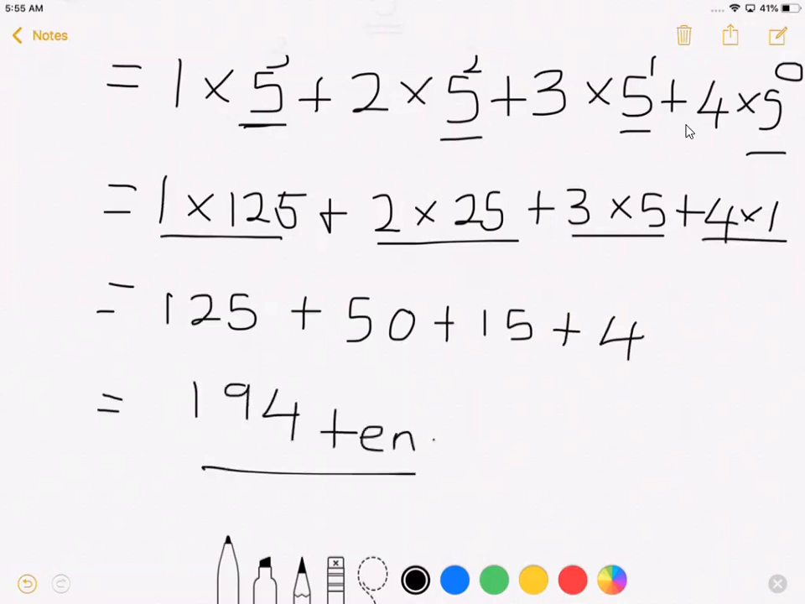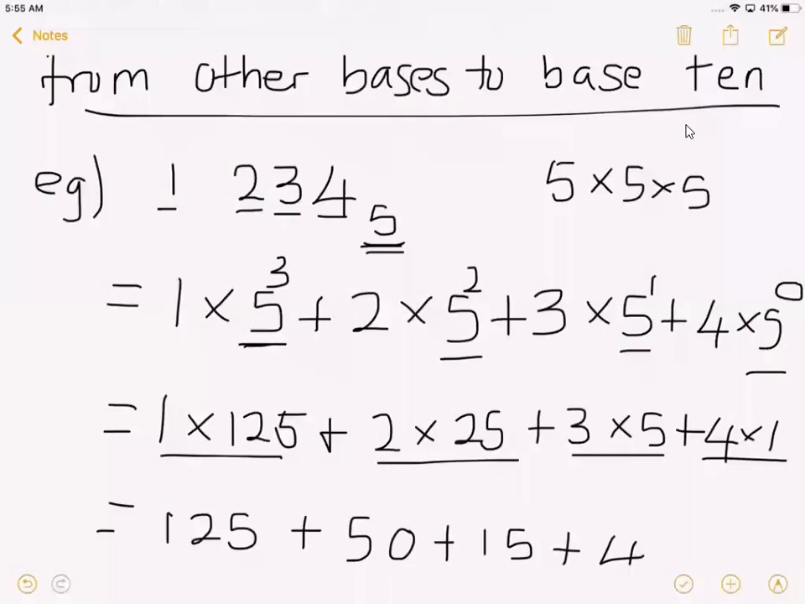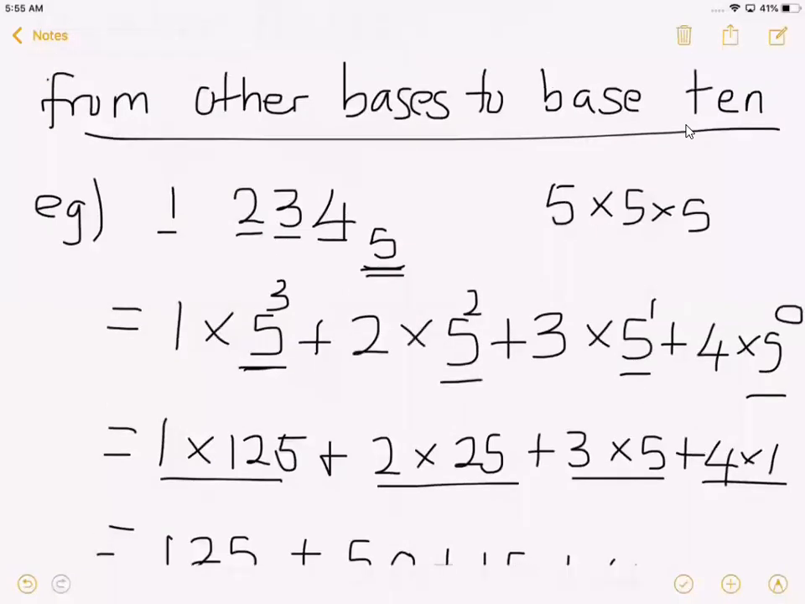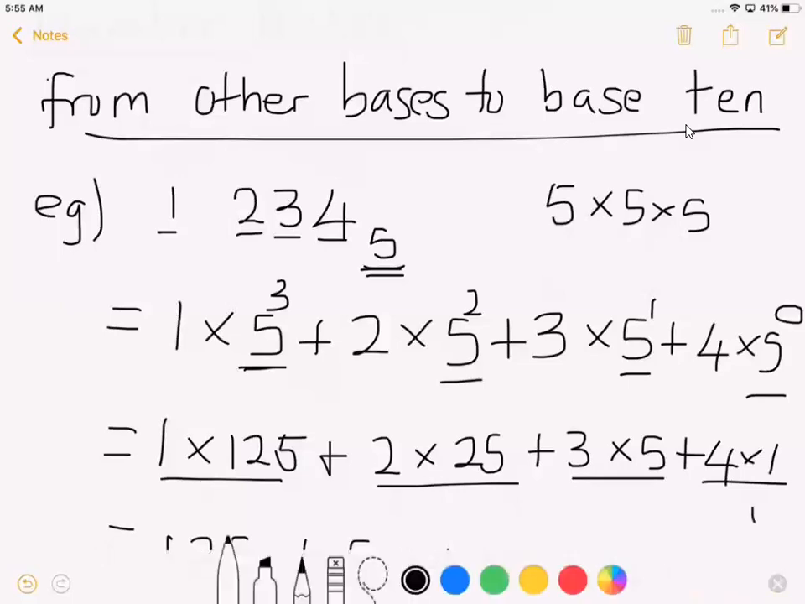If you use the ladder method to change this number into other bases, you will get 1, 2, 3, 4. If you want to do it, you use the method that we did in the previous video.